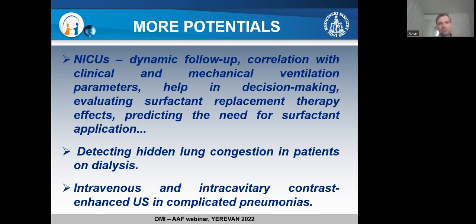Lately, we're using intravenous, unfortunately not in our hospital yet, but we will start to use it in the very near future, contrast enhanced ultrasound in complicated pneumonias, both intravenous and intracavitary.